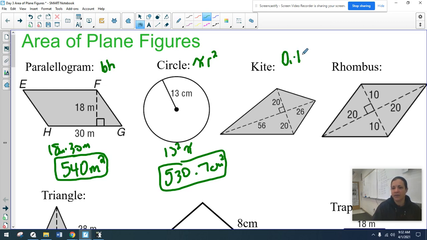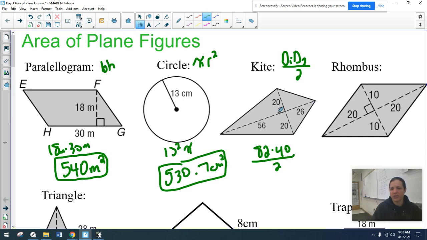If we do a kite, a kite is going to be 1/2 times the diagonals. So diagonal 1 times diagonal 2 divided by 2. So you're basically going to do 1/2 times the product of the diagonals. So you're going to be multiplying those together. I've got to get the whole diagonal, so this is 82, and then you're going to be multiplying it by 40, and then you're going to cut it in half.